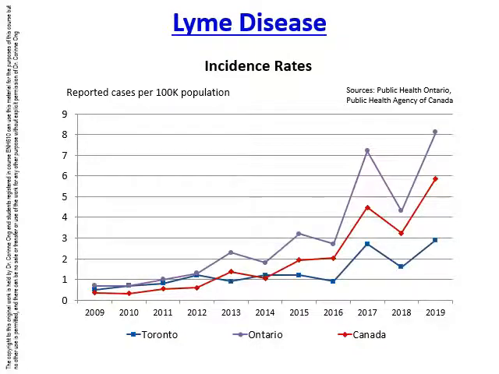This graph shows the rates of Lyme disease in Canada in the red line, across Ontario in the purple line, and Toronto in the blue line. You can see that over the past decade, the rate has increased quite dramatically, especially in Ontario, which has a higher rate than the national average. The Toronto rates are lower because it is an urban area and the exposure to ticks is lower.